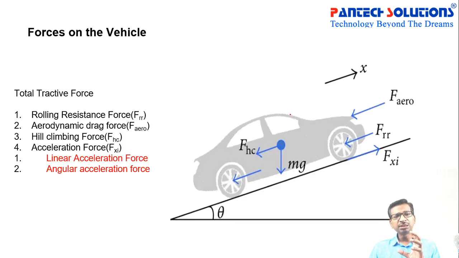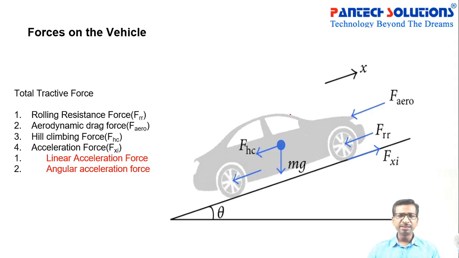So let us check what the total tractive forces are. This is the forces on the vehicle. The first force is called the rolling resistance force, then aerodynamic drag force, hill climbing force, and acceleration force. In the acceleration force, there are again two things: one is linear acceleration and the other is angular acceleration. Let us take them one by one, starting with rolling resistance.